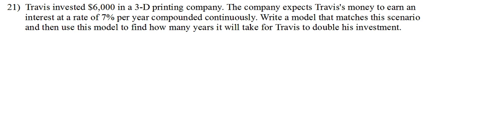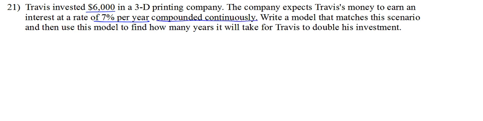Going to set up number 21 real quick. It talks about a guy who invests in a 3D printing company. He invests $6,000. He's earning an interest rate of 7% per year, but it's compounded continuously.